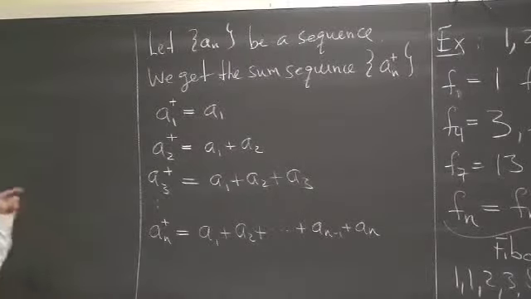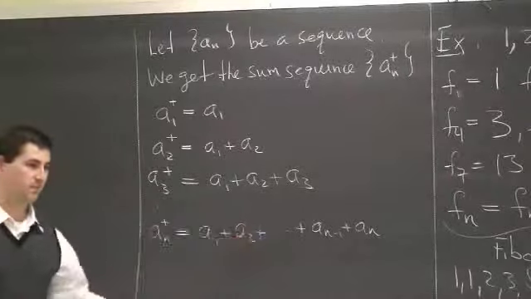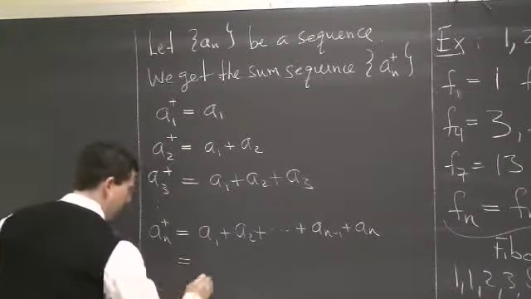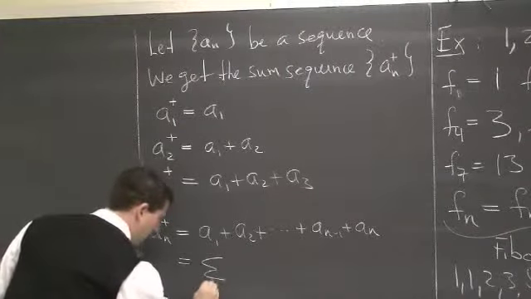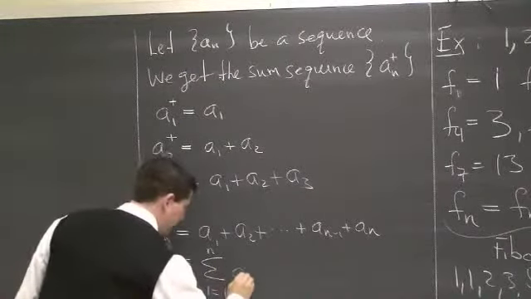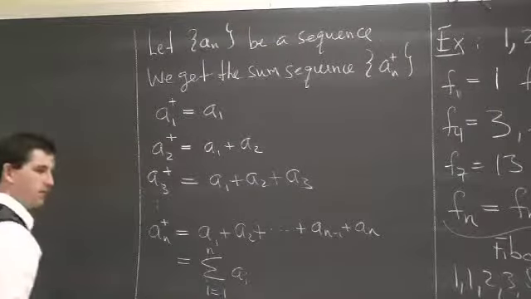I just add up everything up to AN. Another way to write this is the sum, I equals 1 to N, of AI.